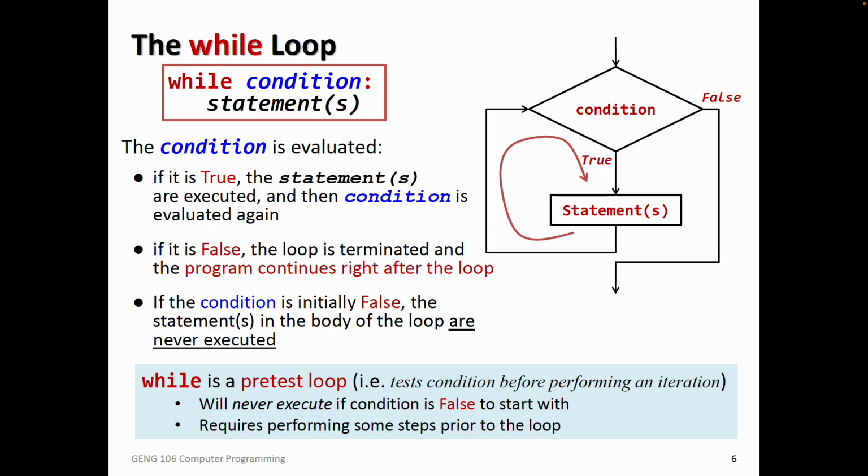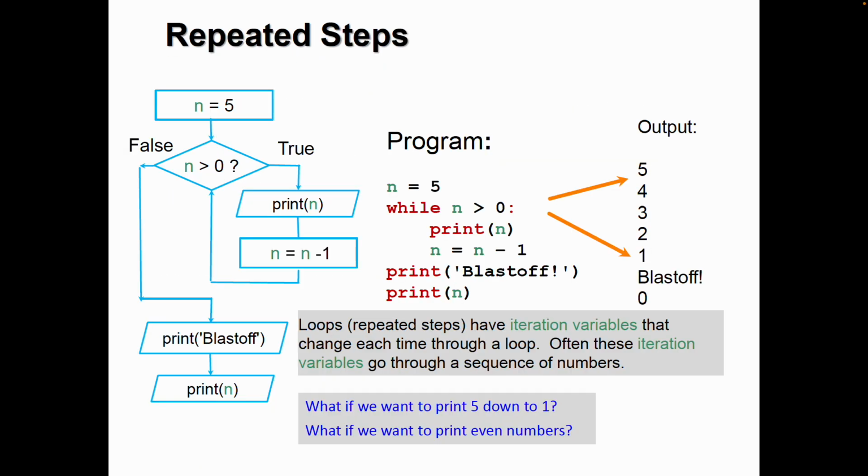Do you have any questions so far? Then let's see one example. Here is a program, and here is its execution. We say that n is equal to 5, so we assign the value of 5 to a variable n. And then we have this while loop.